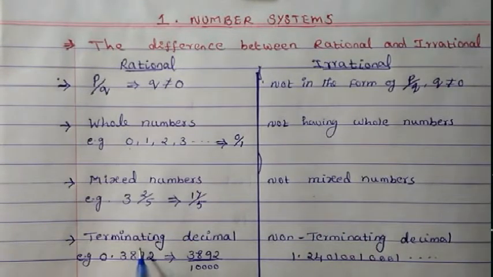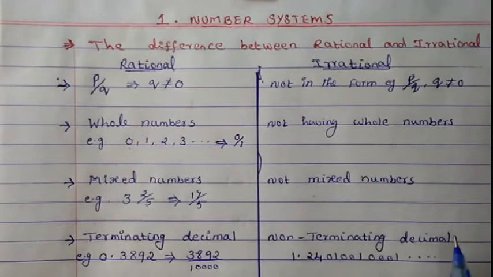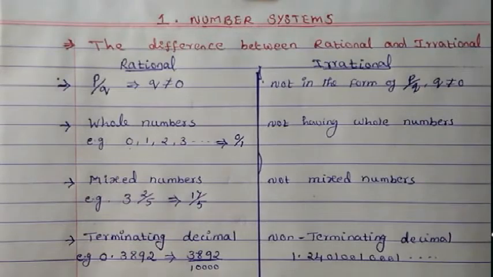Another point, rational numbers will have terminating decimals. For example, if we have 0.3892, we can remove the decimal point and write it as 3892 upon 10000, and how many decimal places we have removed, that many zeros we add. So it can be written in the p/q form. Whereas irrational numbers are non-terminating decimals because they have no end at all.